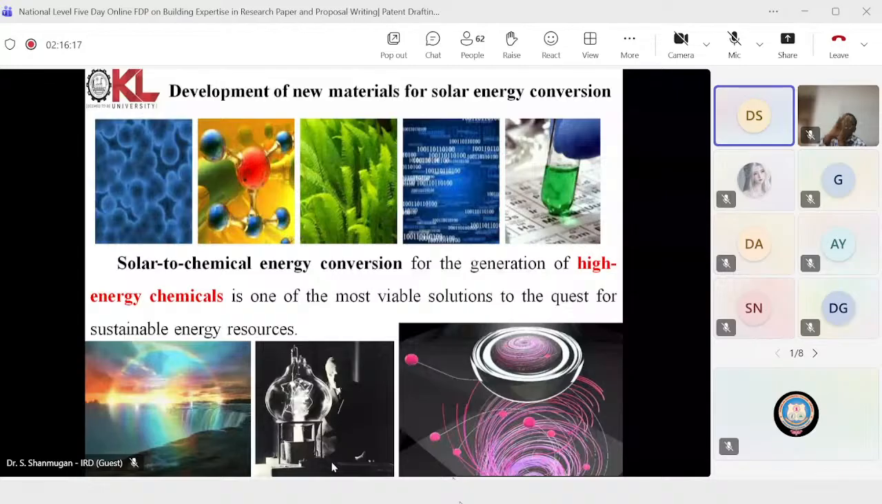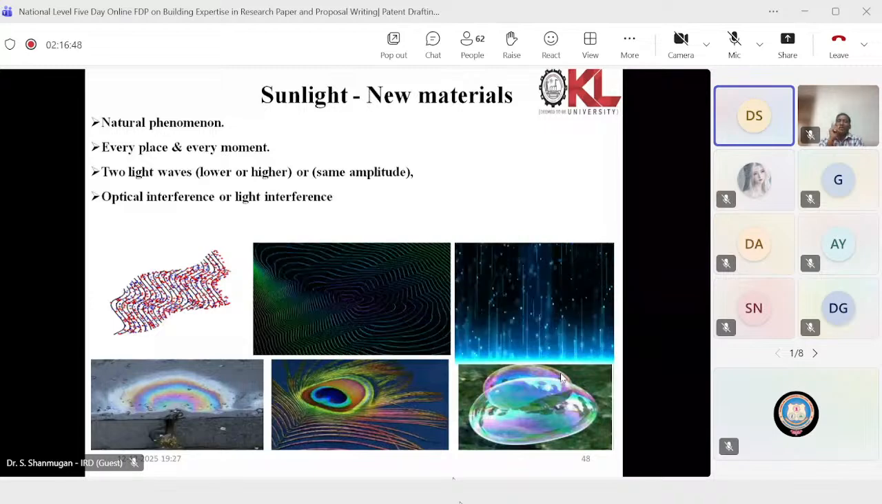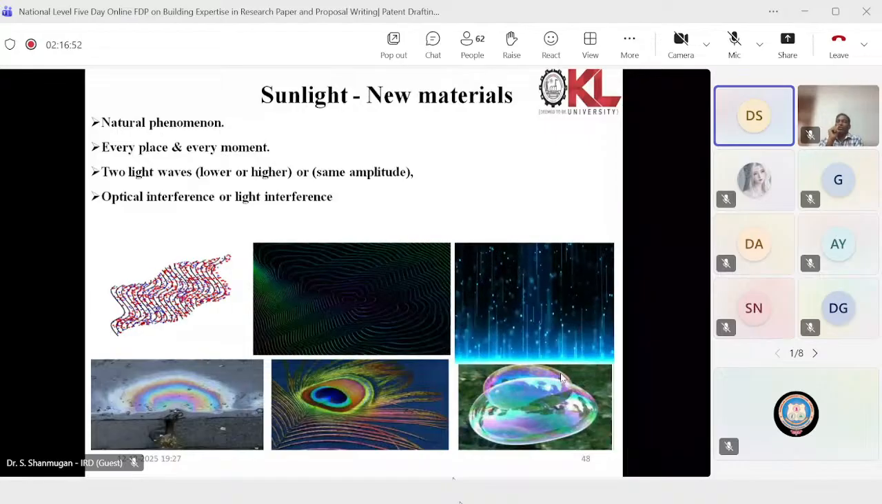After that, before this, you can understand the sunlight, and how you can select a new material. This is based on natural phenomena; you can select the material for every place and every movement. That's very important. Two light waves, lower or higher wavelength, you can form in the same amplitude. This is based on the optical or light infrastructure. So that's what you can understand in the material.